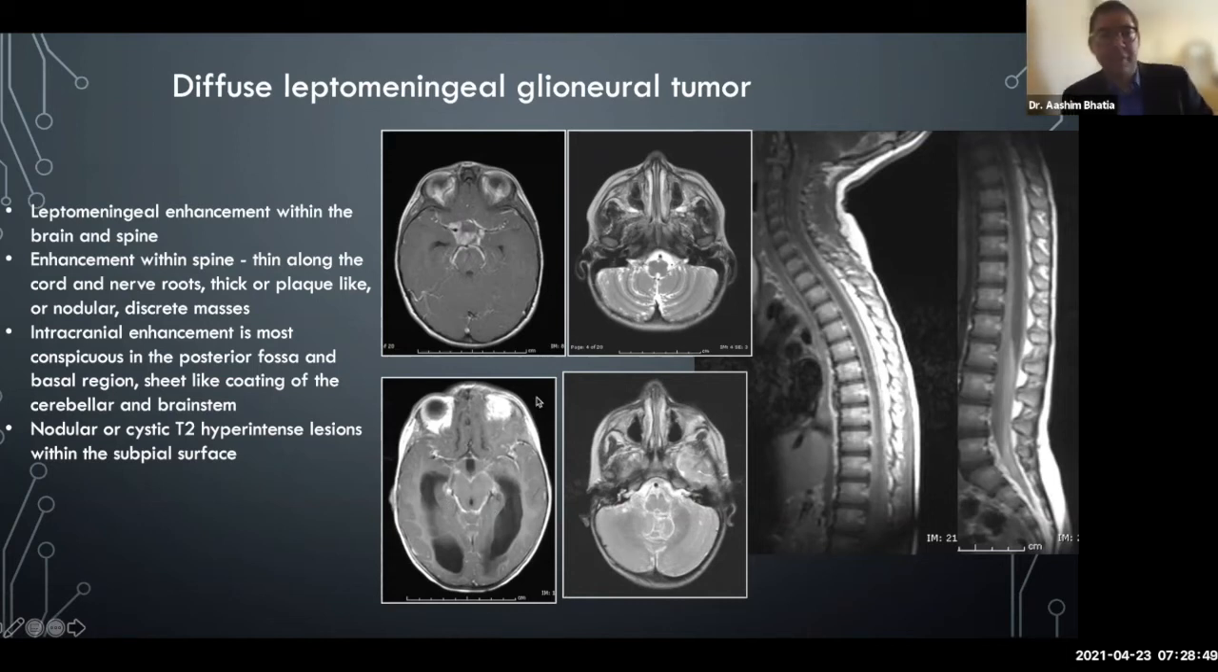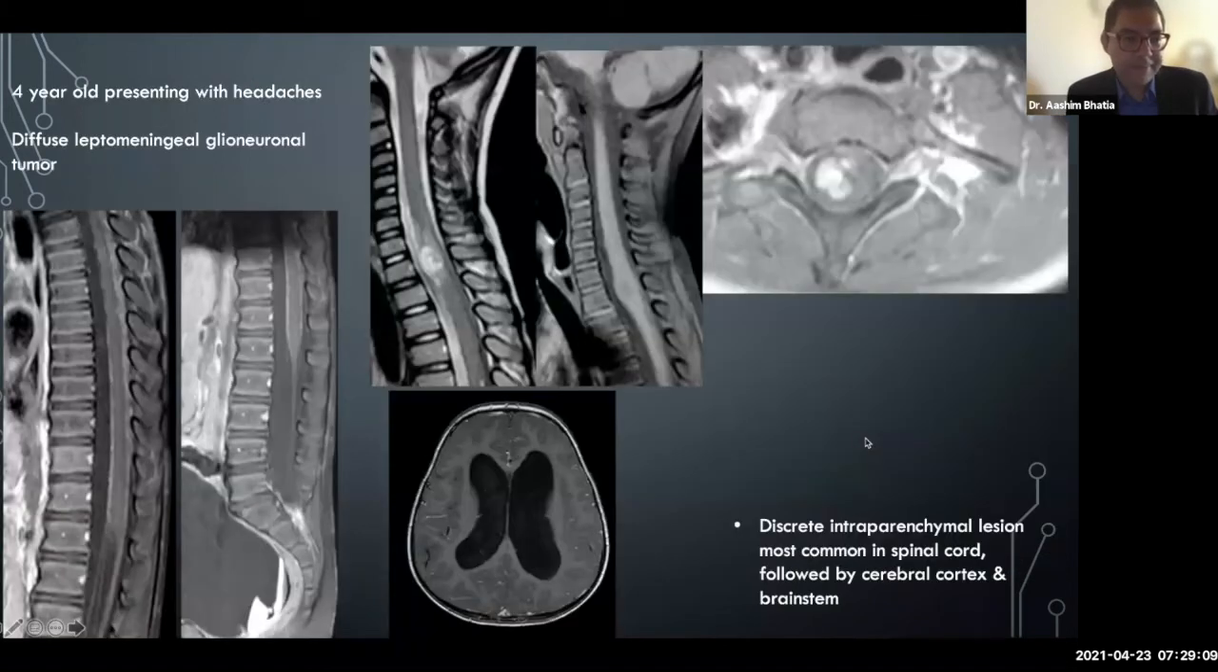But the clue to the diffuse leptomeningeal glioneuronal tumor is there are these little T2 lesions within the cerebellar folia. See that T2 components there? Smaller T2 ones there. But there's also diffuse disease throughout the spine. I'll show another example that's a little better. So again, diffuse enhancement throughout the spinal cord and the cauda equina nerve roots representing metastatic disease.